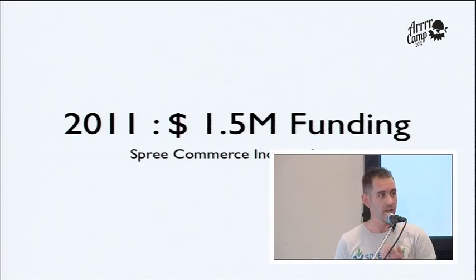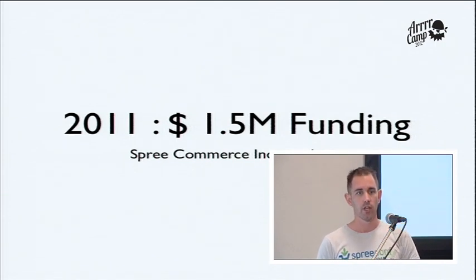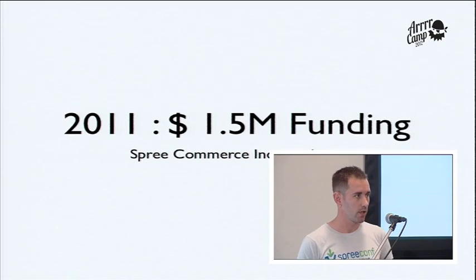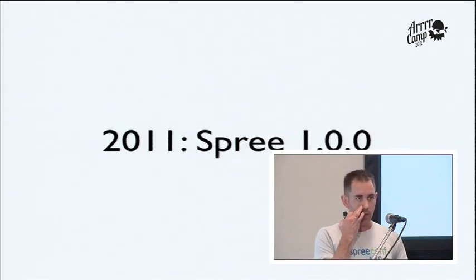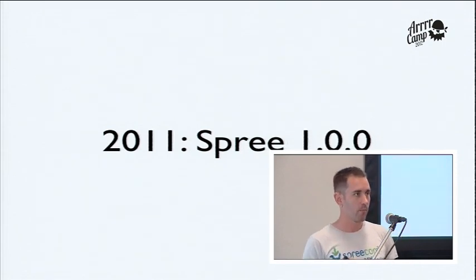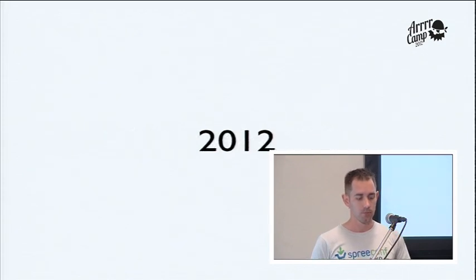One of the first things they did was hire Ryan Bigg, one of the Rails heroes. He's a community manager at Spree, and that's a really good thing. Another big thing happened in 2011: the first point release was finally there, Spree 1.0.